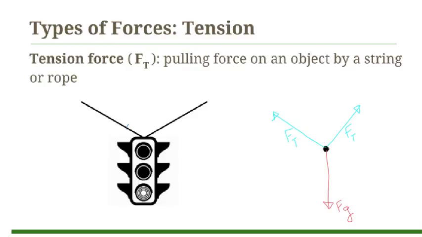So in this case, the gravitational force is being counteracted by both of the forces of tension. So in reality, the forces of tension are keeping the stoplight from hitting the ground. And there's two forces of tension in this case. Is that okay so far?